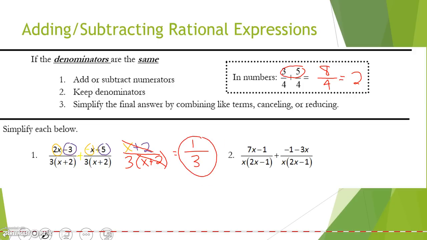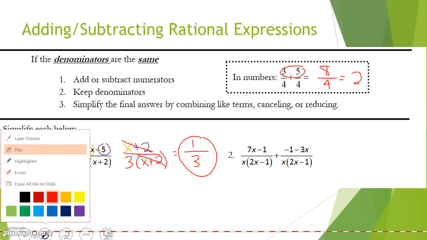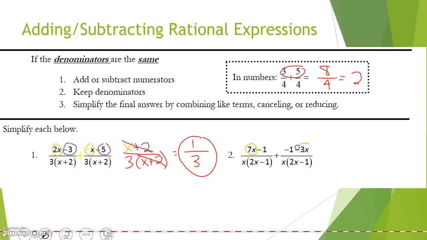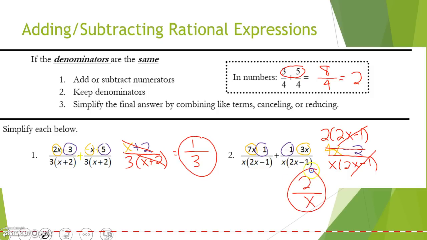So number 2, when I add the numerators, I can add these 7x and negative 3x, and that gets me 4x. I can also add the negative 1 and the negative 1 and make it negative 2. Then step 2, I keep the denominator the same. Step 3, I simplify. So what I need to do before I can cancel anything is I need to factor the top. So the top is a GCF of 2, and I'm left with 2x minus 1. Now I can cancel those things out, and I'm left with a 2 up top and an x down bottom.